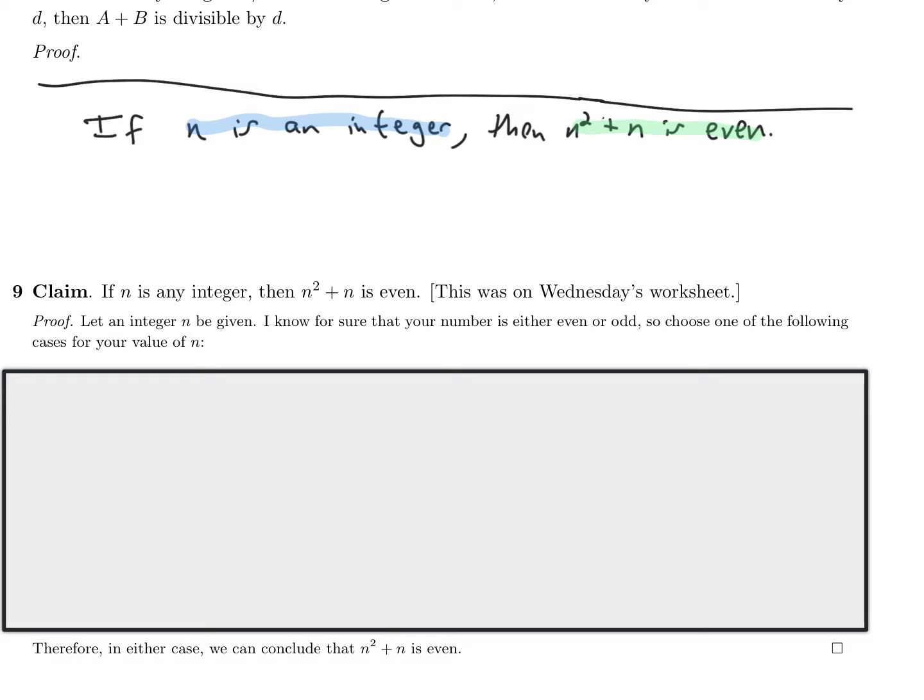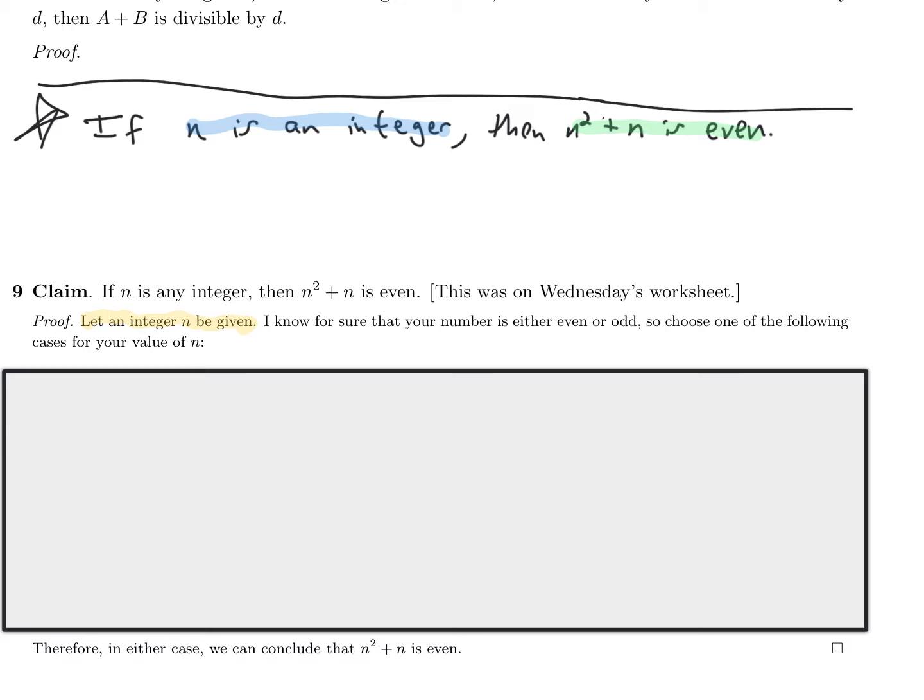If we're trying to prove the statement written up here, if n is an integer, then n squared plus n is even, then we can start the proof the same way we've started all of our proofs. Let something that satisfies the hypothesis be given. But in this case, we have no extra information about this n. It's just an integer. That's all we know about it.